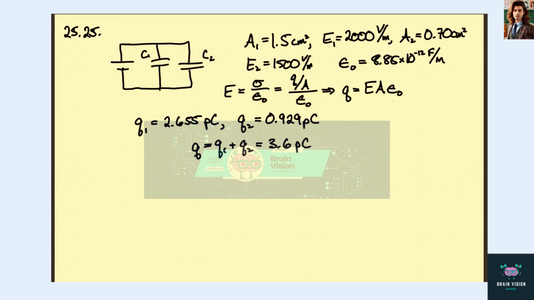And then the total charge is just the sum of those. So we're basically just counting charges, and the sum of those two is 3.6 picocoulombs. So that's the total amount of charge on these two capacitors.